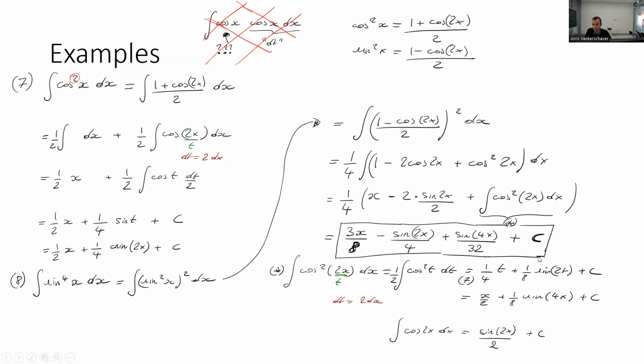This is our final answer. You see basically the same rule at play. We had an even power here, so we couldn't use a trigonometric substitution right away. We had to use our power formulas to reduce the power of sine squared, and then we had to actually do that twice, once for sine squared and then another time for cosine squared here, until we had the result.